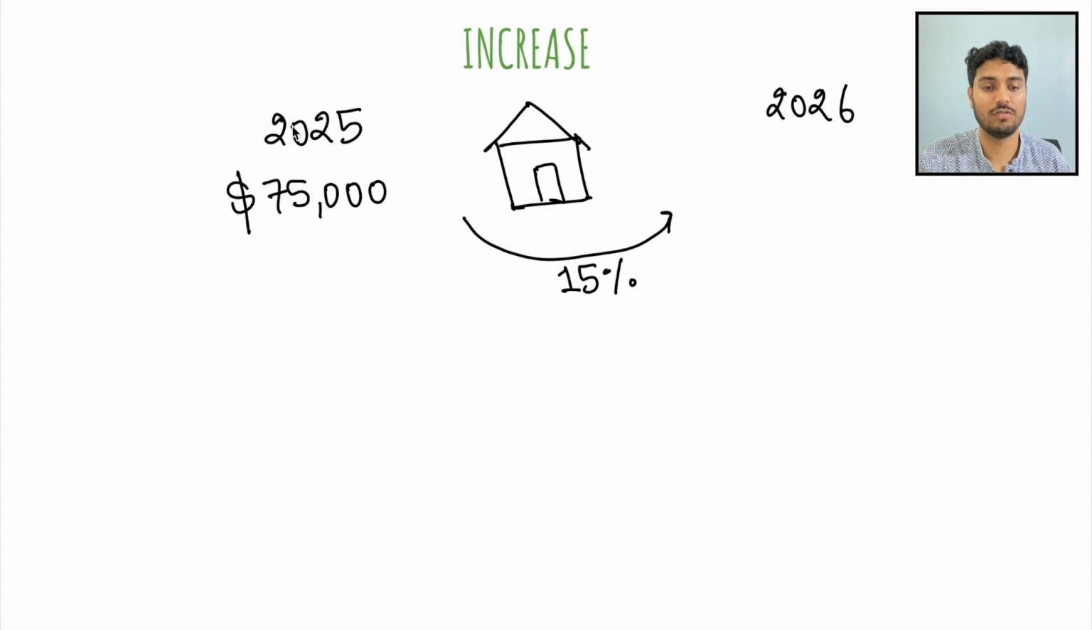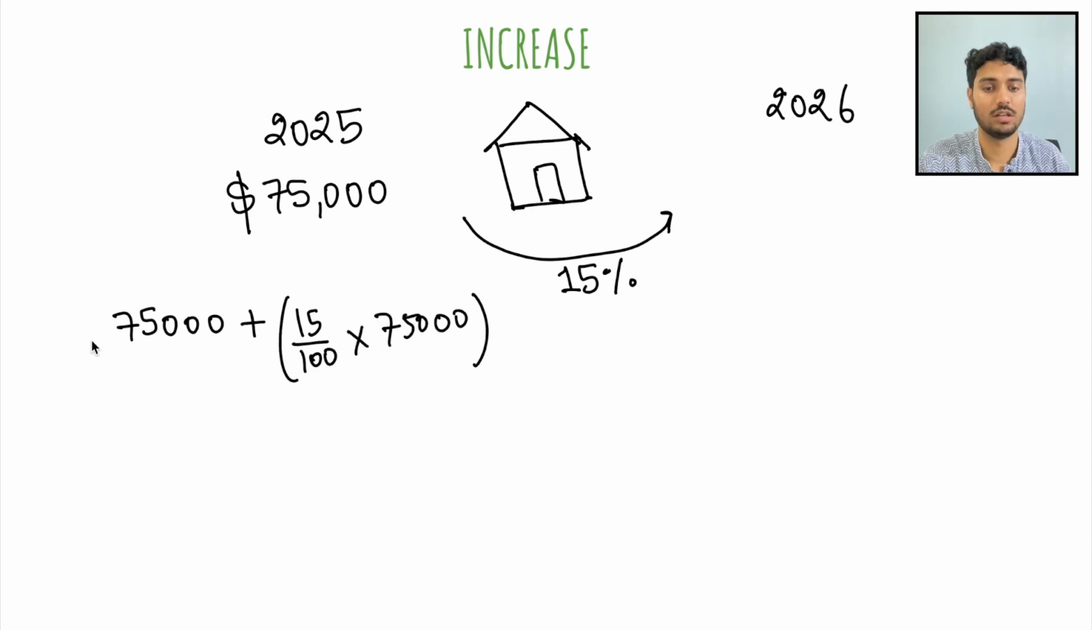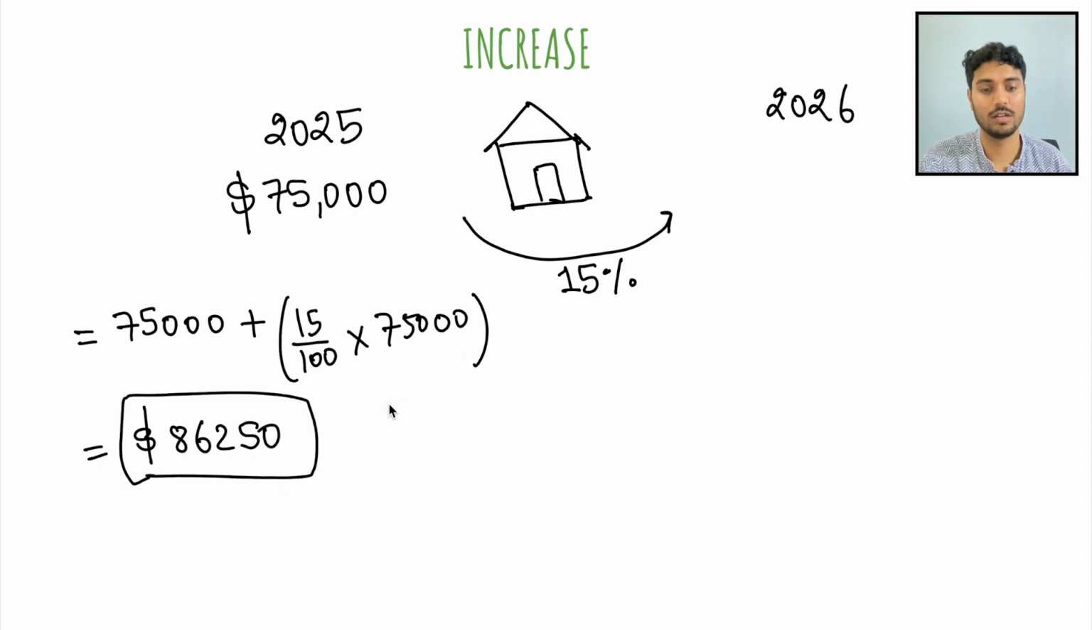See, the price in 2025 is already $75,000. It is going to increase by 15%. So we can calculate it like this: 75,000 plus additional 15% of 75,000, and we'll get the answer. Let's do it: 75,000 plus 15% of 75,000, and the answer is 86,250. This is how we calculate the increased value.